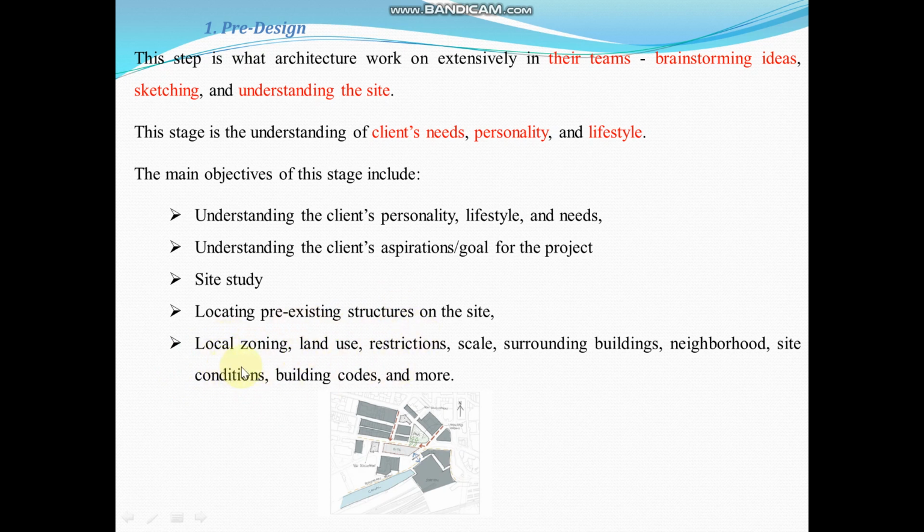The other is local zoning, land use, restrictions, scales, surrounding buildings, neighborhoods, site conditions, building code, and more, which should be understood in these stages. And you have to make such diagrams to understand the feeling of the client.